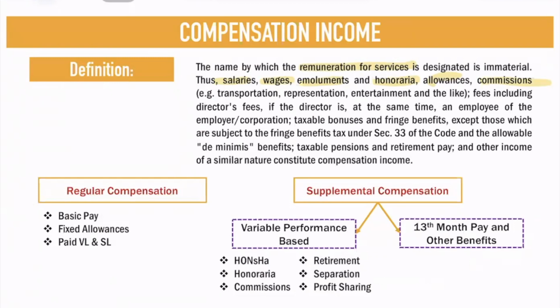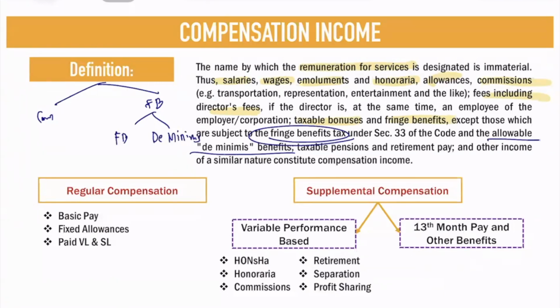Furthermore, this compensation income includes your fees, including the director fees, taxable bonuses, and your fringe benefits, except those which are subject to fringe benefit tax and the allowable de minimis benefit. That's why earlier, when we discussed the tax scheme, we classify the income, whether the income is based on your compensation or based on your fringe benefit. Because for fringe benefit, as provided under the law, this fringe benefit can be subject to fringe benefit tax or allowable de minimis benefits. And we already discussed a while back when is it subject to fringe benefit and when do you tax the de minimis benefit.